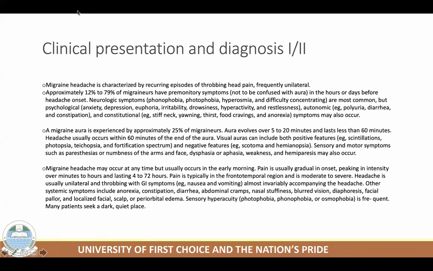Now, on to clinical presentation and diagnosis. Migraine headache is characterized by recurring episodes of throbbing head pain, and this is frequently unilateral. That's a major difference between migraine headaches and tension headaches. Tension headaches, remember we mentioned that it's frequently bilateral, and then it's non-throbbing as well in nature. Most patients who experience migraine talk about it being localized to a particular part of their head or of their face, right?